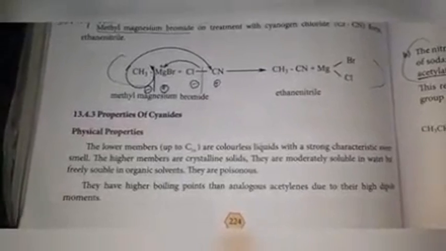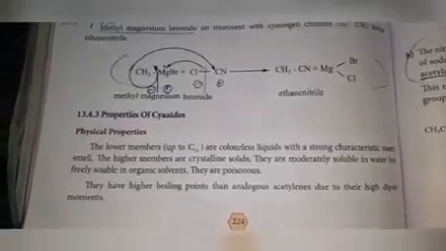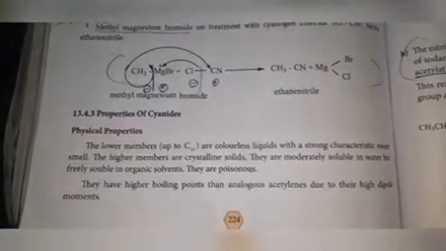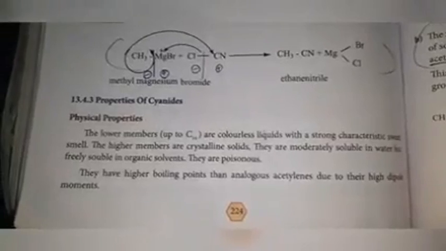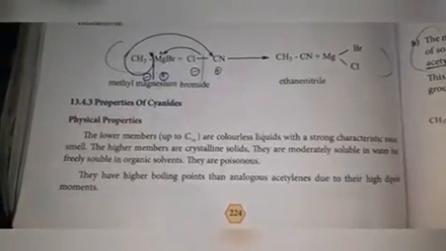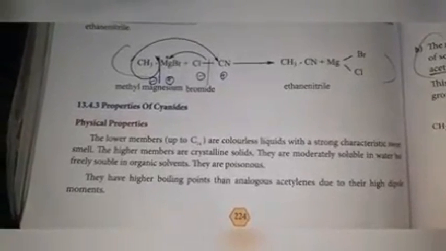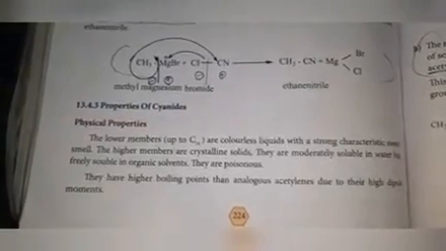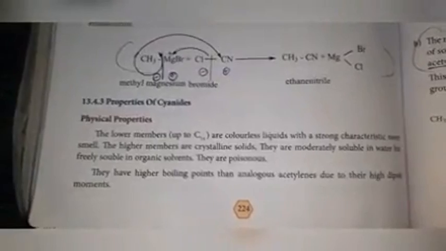Lower members are colorless liquids, higher members are crystalline solids, freely soluble in organic solvent and partly soluble in water, and poisonous. Three points are given in this paragraph. They have a higher boiling point than analogous acetylenes due to their high dipole moment. So, compared to acetylene, these compounds have a higher boiling point. Physical properties over. Next one, chemical properties.